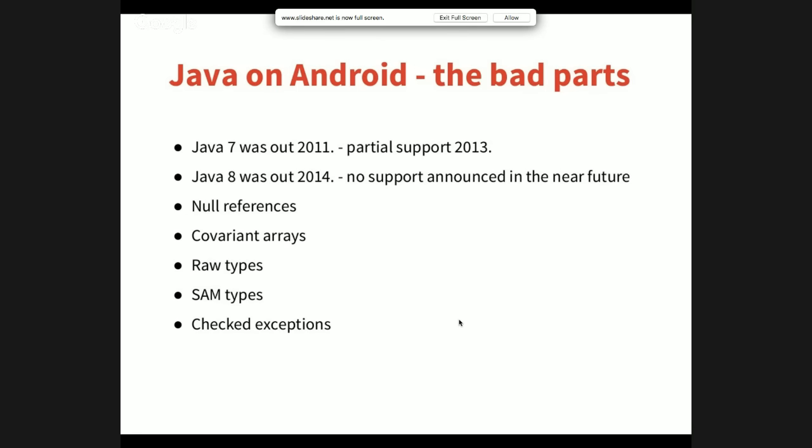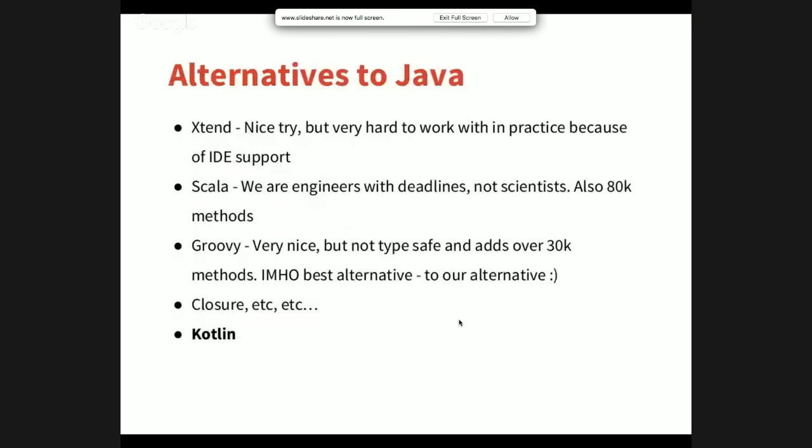These are standard things that Android developers complain about in Java. Still no support for Java 8, null references, messy generics, raw types, SAM types, checked exceptions. And these are some of the alternatives: Xtend, Scala, Groovy, Ceylon, Clojure, etc. But this talk is about Kotlin, so we'll focus on that.